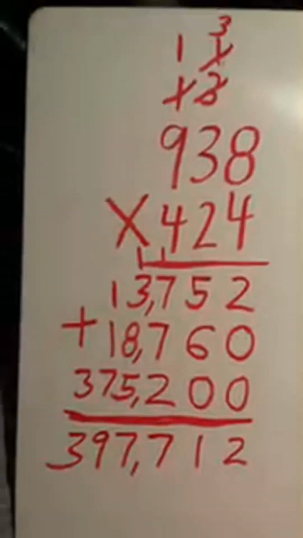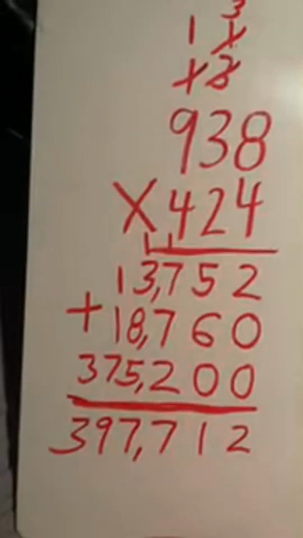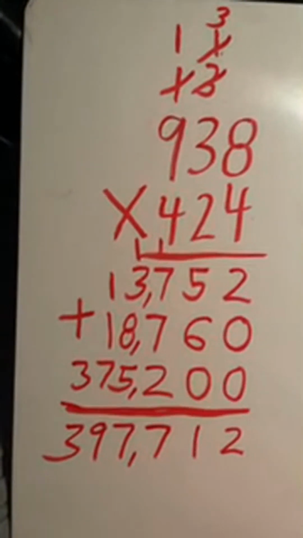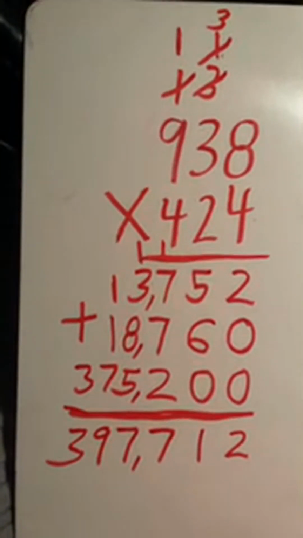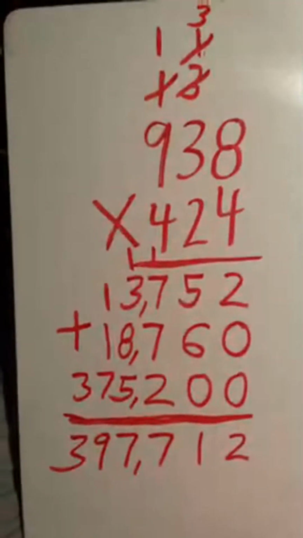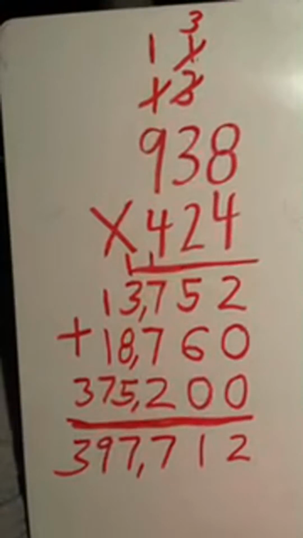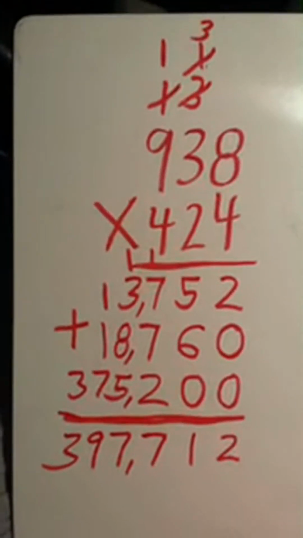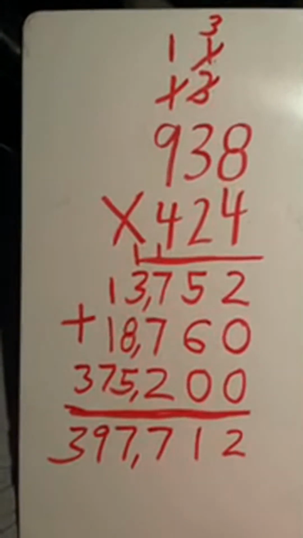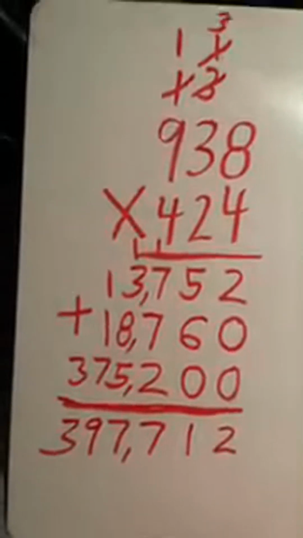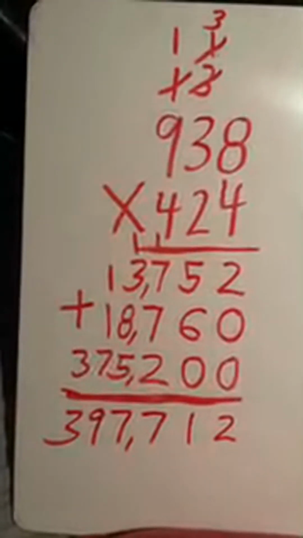And we have our final answer. 938 times 424 equals 397,712. 938 times 424 equals 397,712. All right, now we are moving on to our third example.